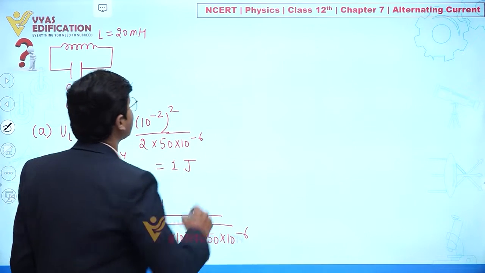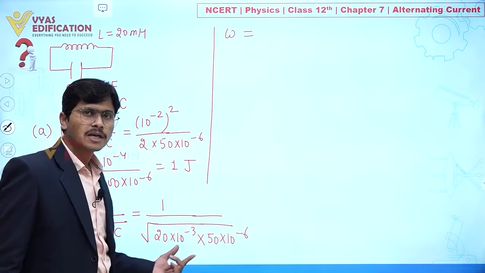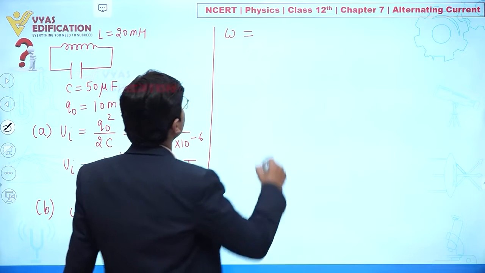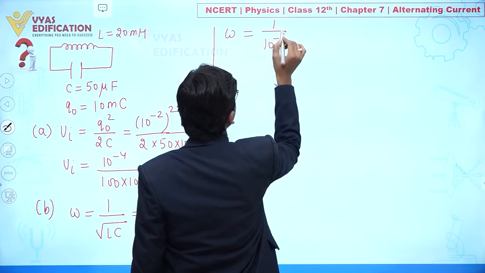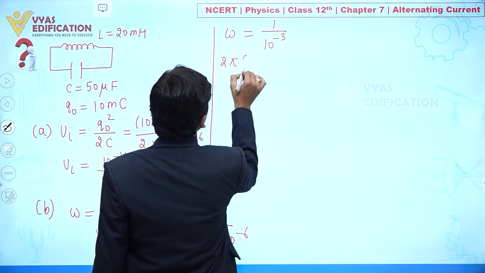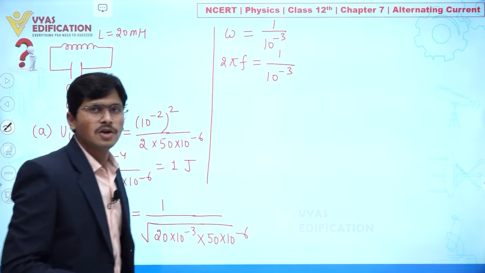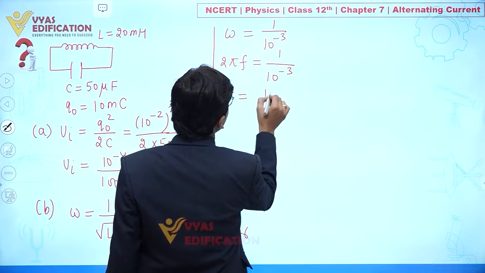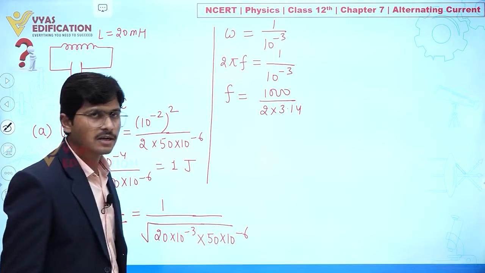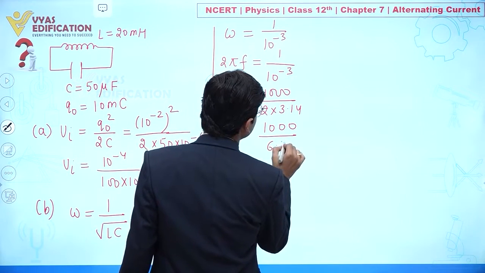Clear? So from here I can write the value of omega: 20 multiply 50 is 1000, and this cancels out, and finally this is 10 to the power minus 6 under the root. So we can write omega is equal to 1 upon 10 to the power minus 3. Clear? Omega may be written as 2 pi f, and this is equal to 1 upon 10 to the power minus 3. Or we can write f is given by 1000 divided by 2 pi. We take pi value 3.14. So value of f is 1000 divided by 6.28.